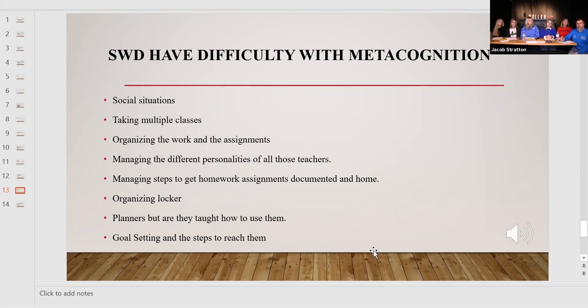Some of the issues that you may see are with the students with disabilities that we work with. They have difficult times in social situations.